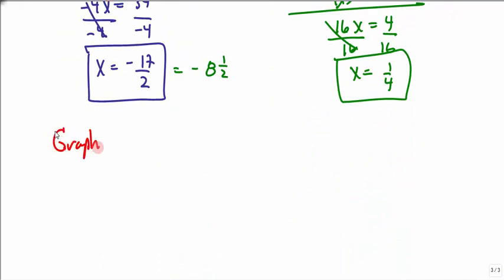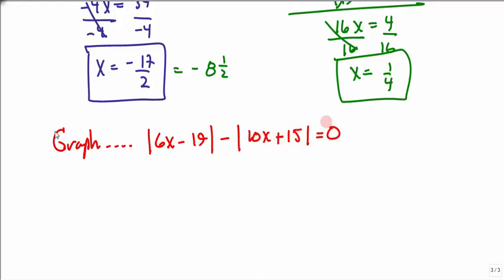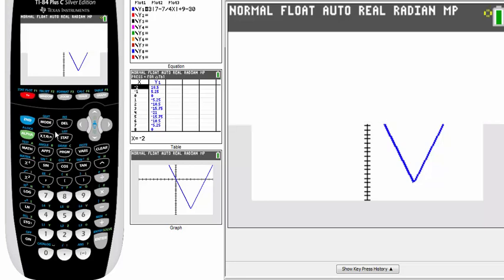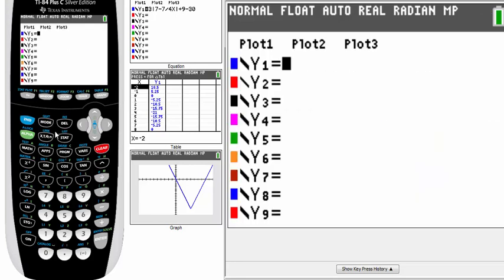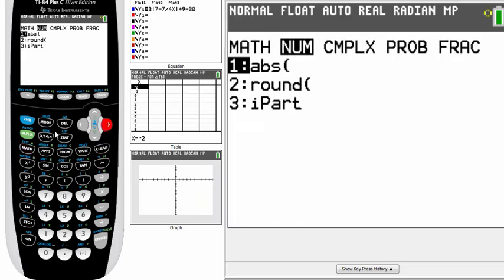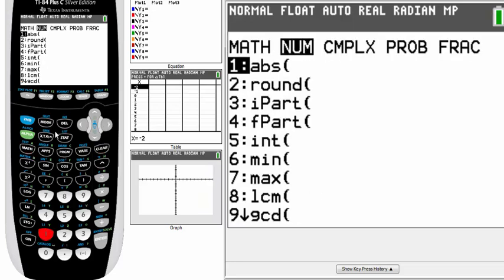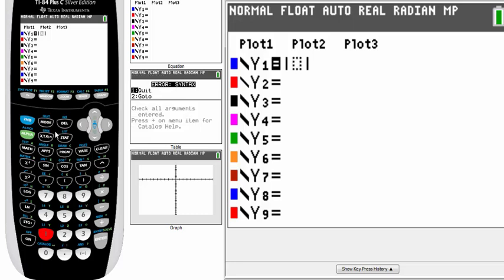So what we'll actually be graphing is the absolute value of 6x minus 19 minus the absolute value of 10x plus 15 equals 0, or equals y, because it has to be set equal to 0. So let's go ahead and graph this and see what we have. So we have our y equal. So we have absolute value, math, and then we arrow over to the right under the number menu item and choose absolute value, 6x minus 19.